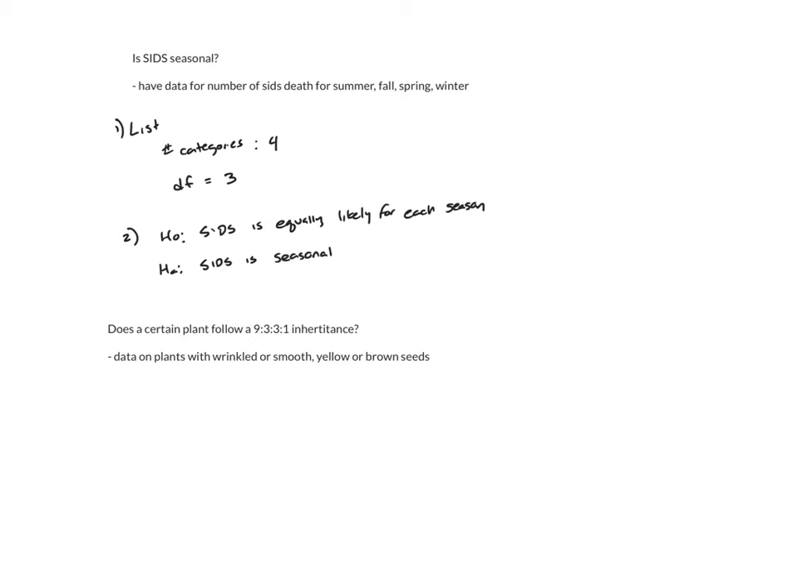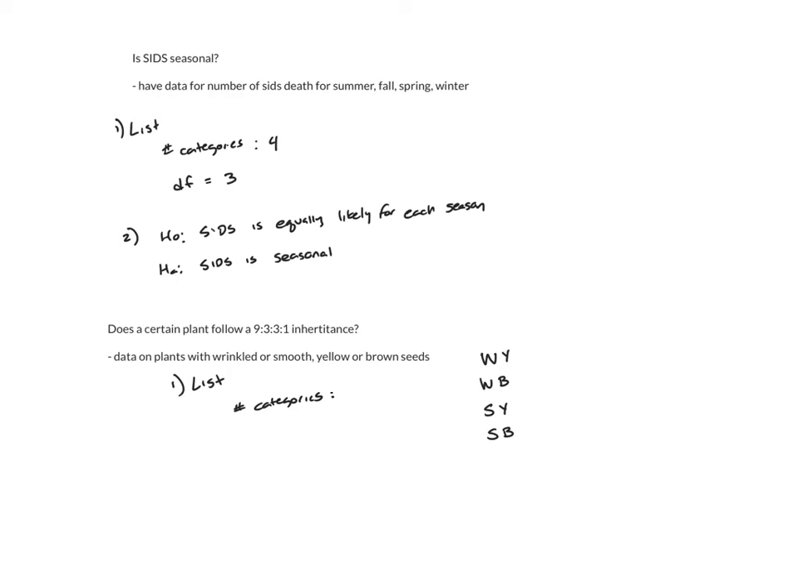We've got data on plants with either wrinkled or smooth seeds, yellow or brown seeds. And so based on this, we're going to start with our first thing, which is list. Now the number of categories we have here is really important. If I'm dealing with wrinkled or smooth, yellow or brown, that means seeds could be wrinkled and yellow, maybe wrinkled and brown, maybe smooth and yellow, maybe smooth and brown. So it looks like I have 4 categories.